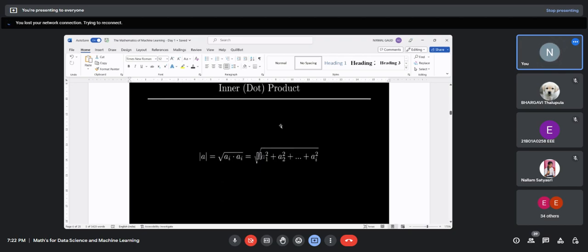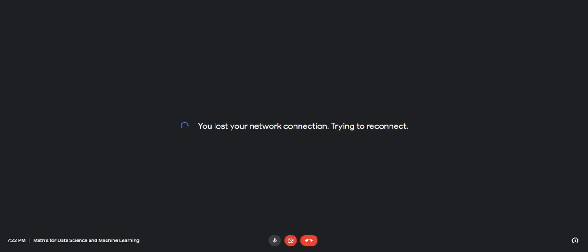Now what is this cos theta? Here it is: a dot b upon magnitude of a into magnitude of b. That's what the cos theta means. And theta is the angle between vector a and vector b, and I need to calculate the cos of that. That will represent the cos theta.